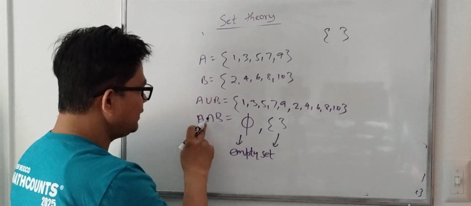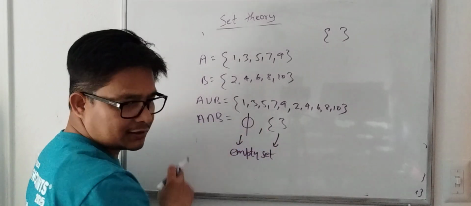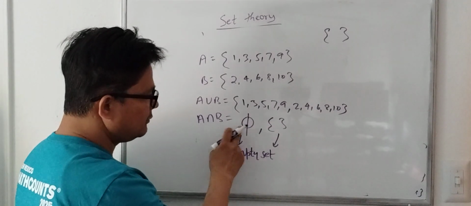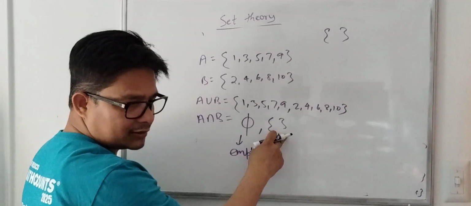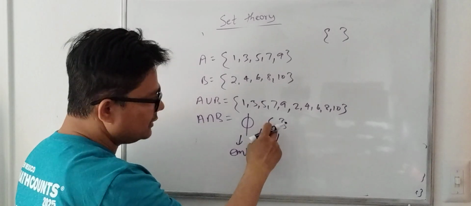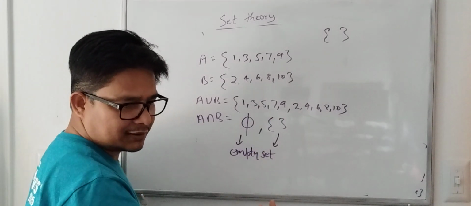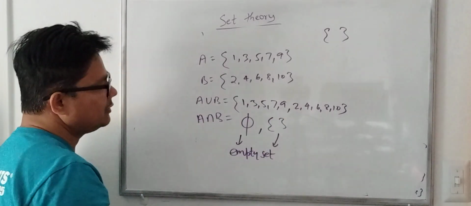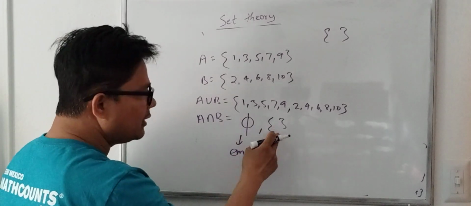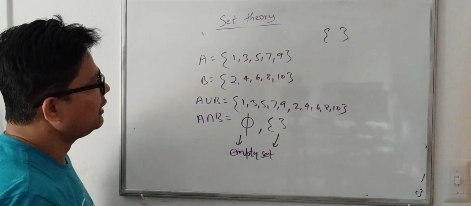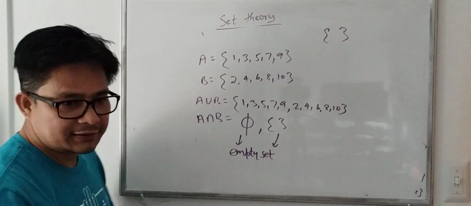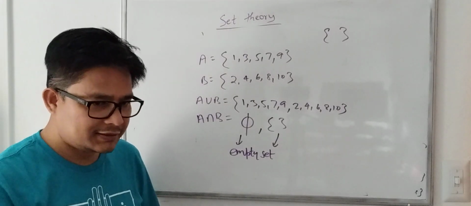So you can write A intersection B is the empty set. In either way, like this way. If you prefer this one, you can use this one. I prefer this one because this shows that there is nothing in the set. If you like this symbol, you can use this one, but my preference is this one. I think you understood the concept of union and intersection.